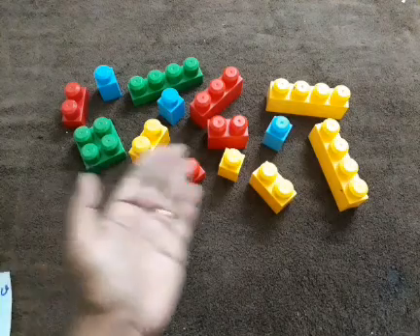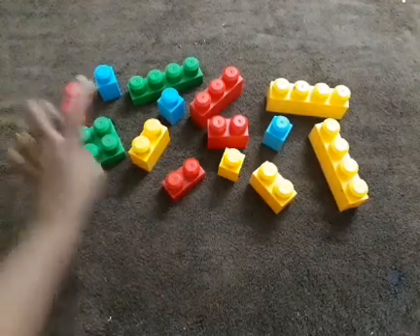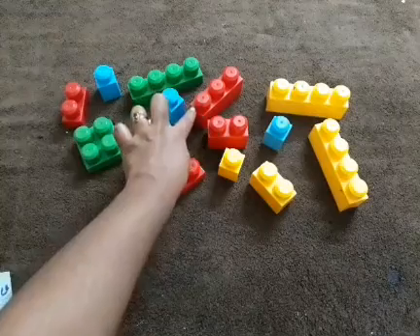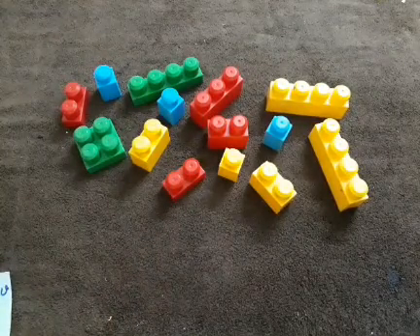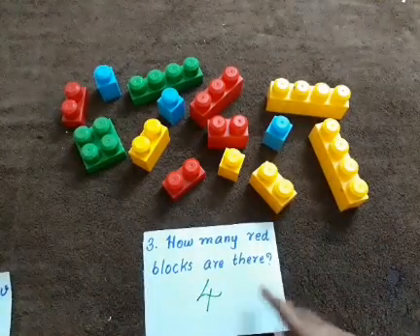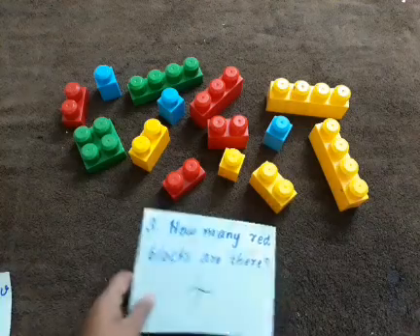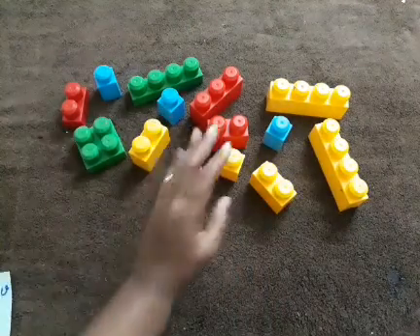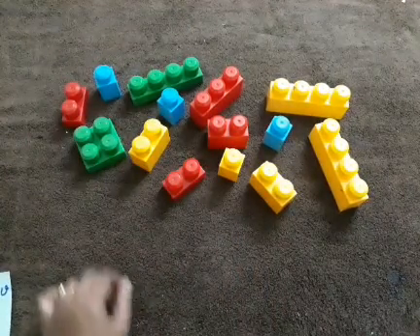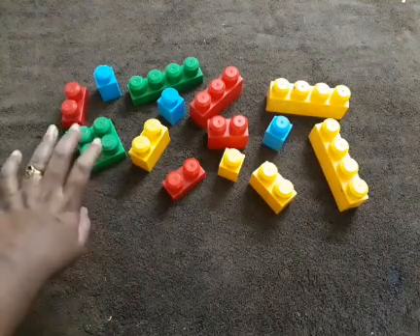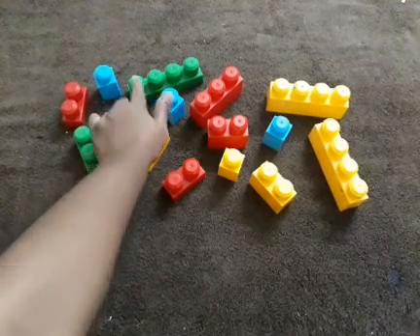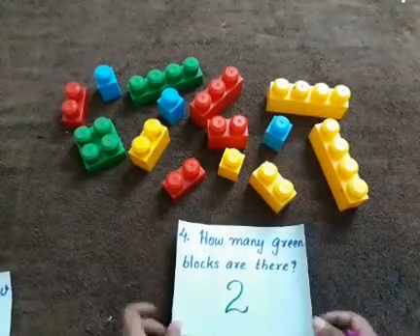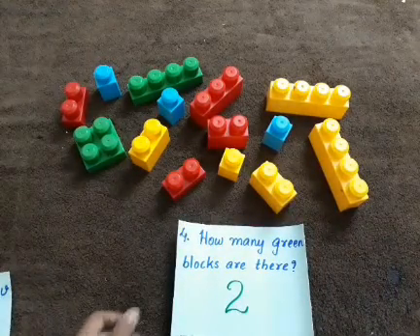Now I am going to ask you another question. How many red blocks are there? 1, 2, 3, 4. There are 4 red blocks. And the last question is, how many green blocks are there? 1, 2. So we can write the answer as 2. Is it clear, my dear kids?